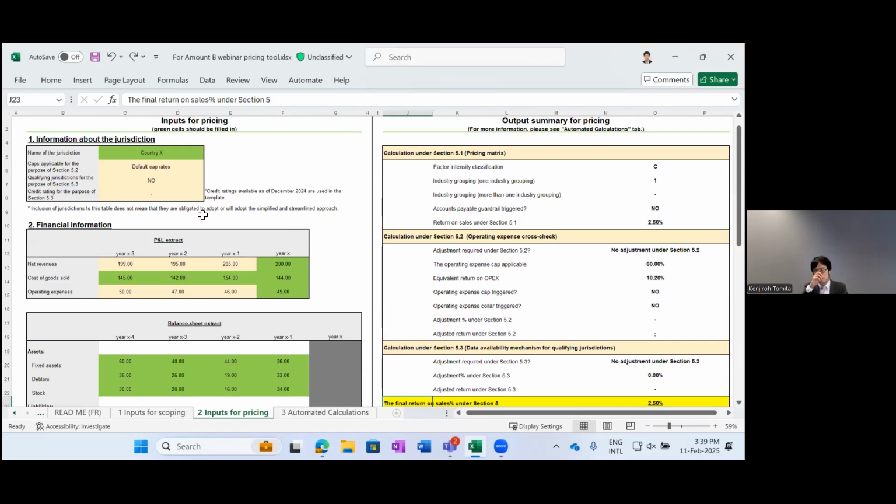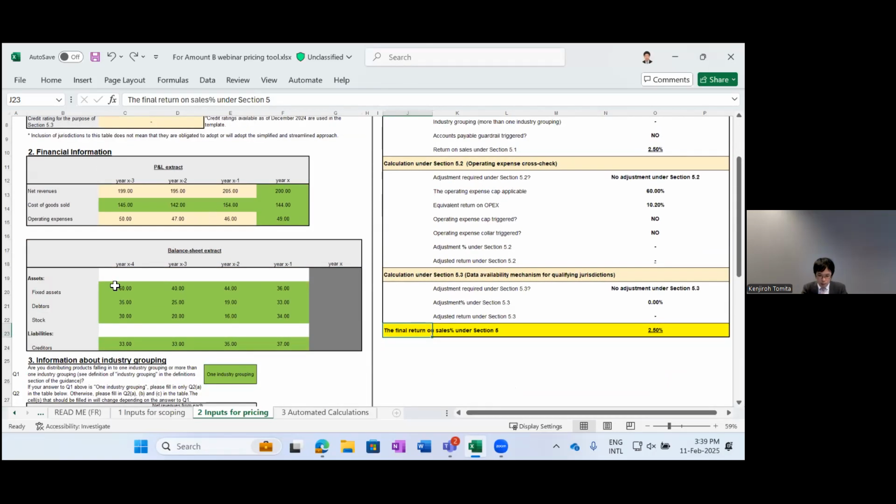And one caveat to these tables on the financial information is segmentation. So for example, when you are carrying out non-distribution activities, like manufacturing activities, you should segment out such non-distribution activities and fill in information relevant only to the qualifying jurisdictions, to qualifying transactions.